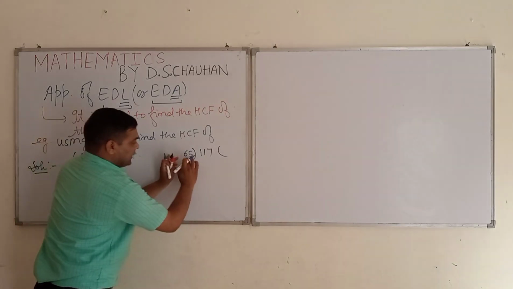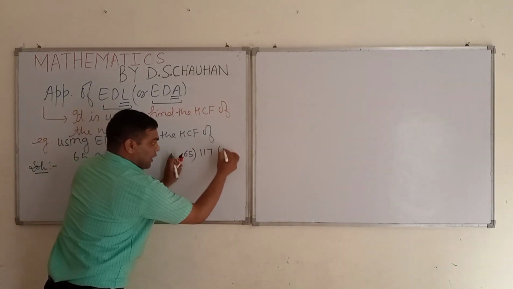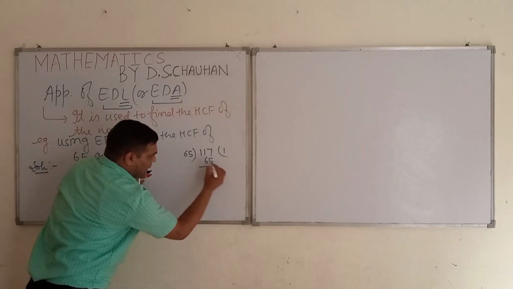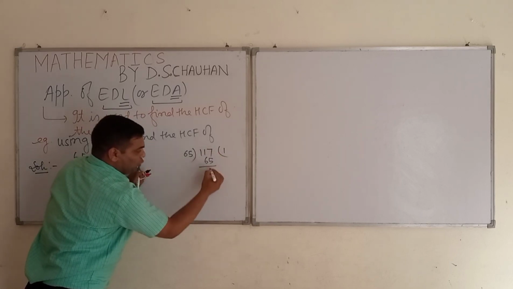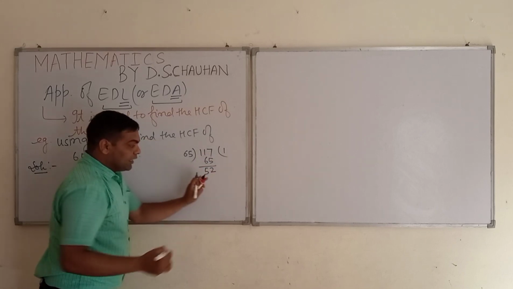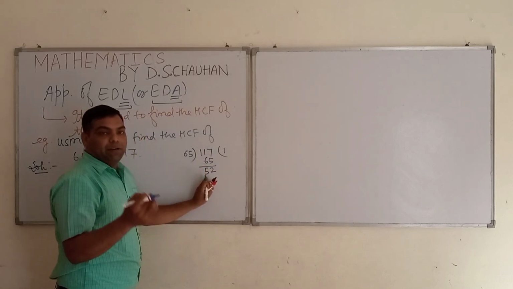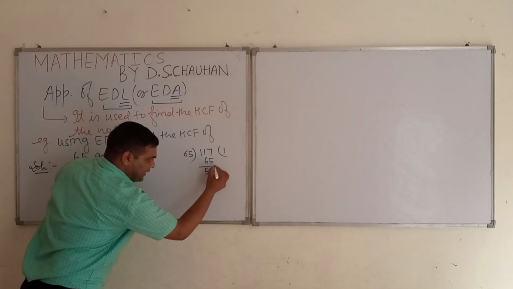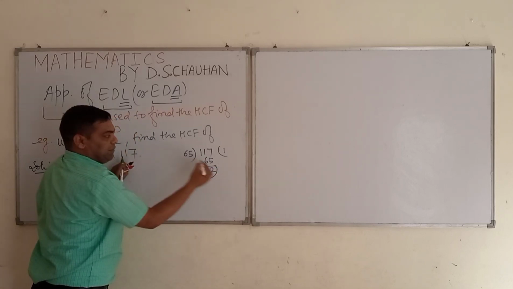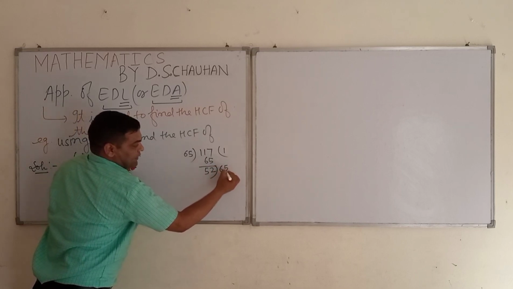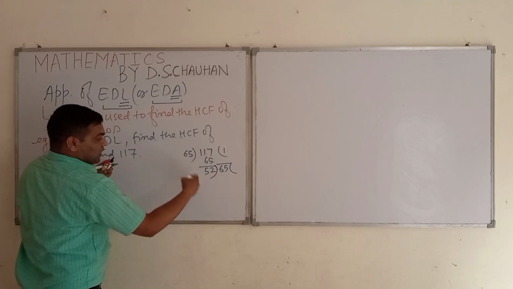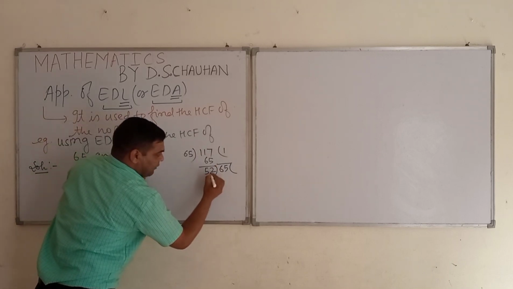See here, 65 goes into 117 one time, and after subtracting, what you get here is 52. This is the remainder which is not 0, so by taking it as a divisor and the previous divisor as a dividend, again use the concept of division continuously.